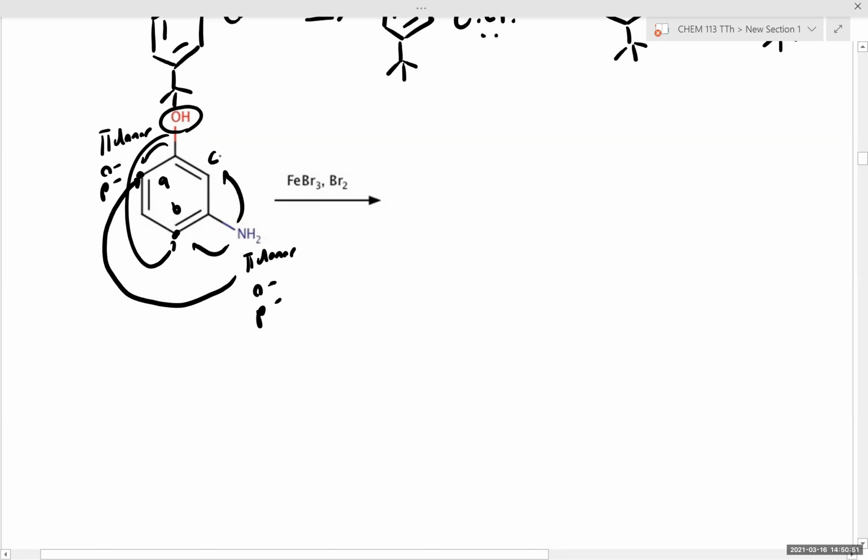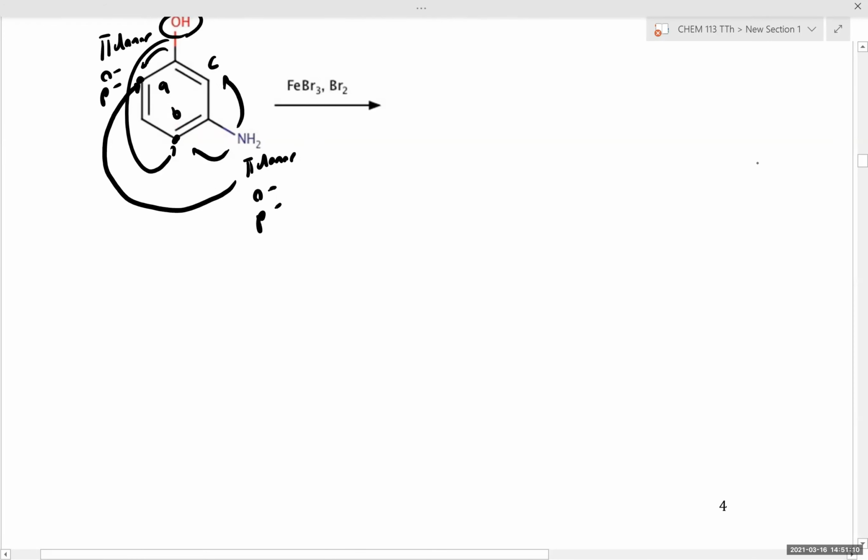However, as we discussed in lecture, what position is not favored for a reaction? C, right? You typically don't see substitution in between substituents due to steric effects and steric strain. So as a result, we'd primarily see reactions at positions A and B. Okay, so let's showcase that reaction mechanism.